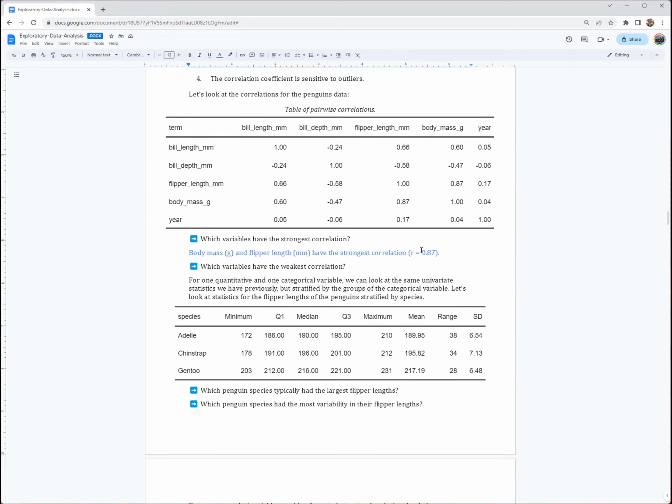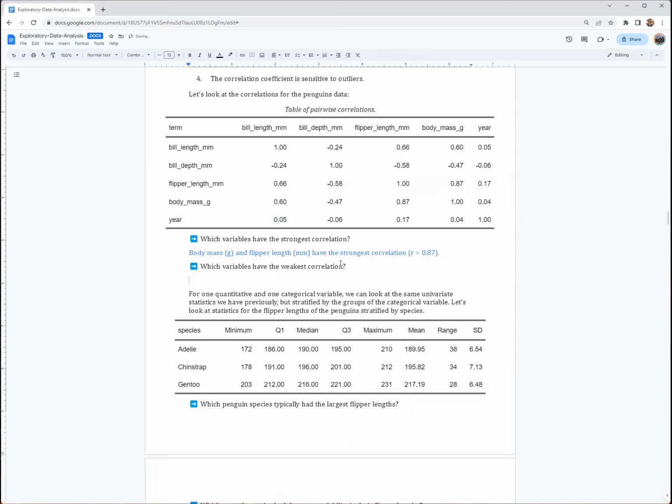Right, so to emphasize again, it's not because it's the largest positive number, it's the largest in absolute value among all of the correlations. This correlation, for example, is stronger than this correlation, even though it's negative. Okay.